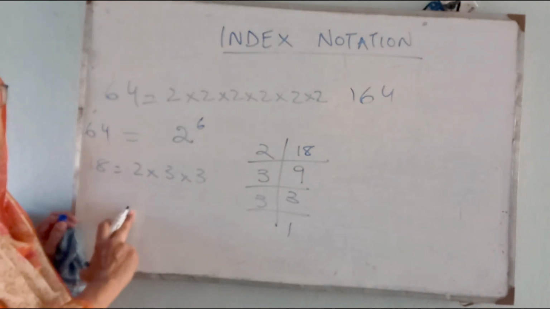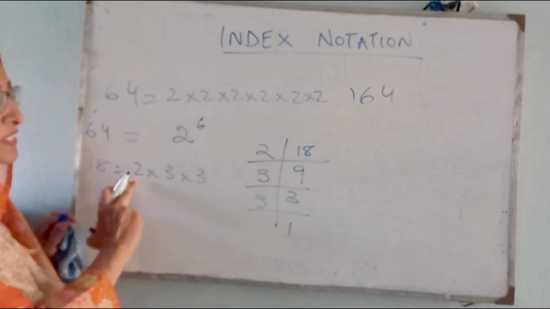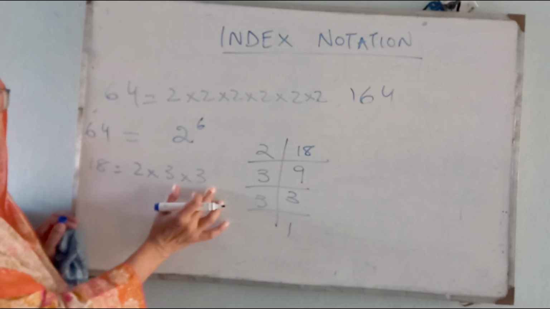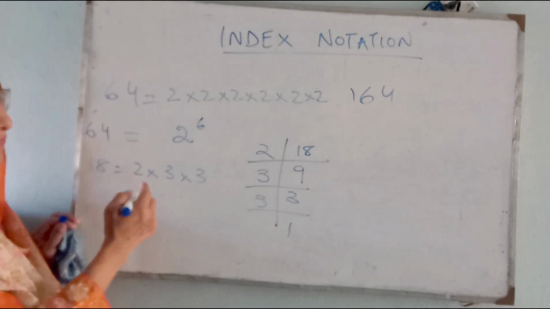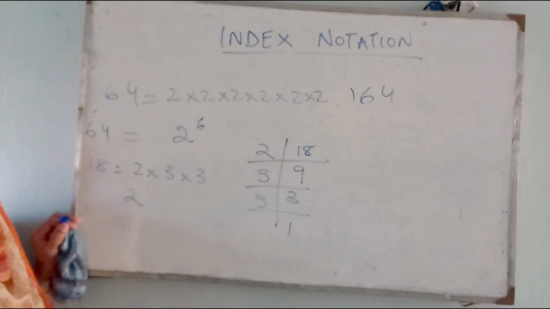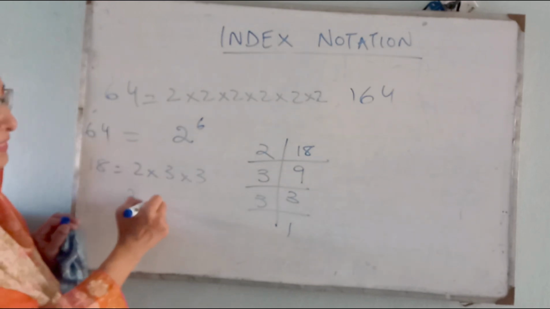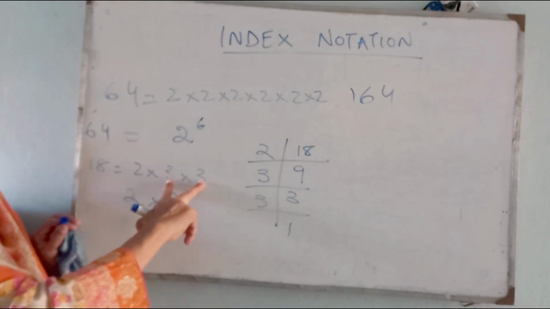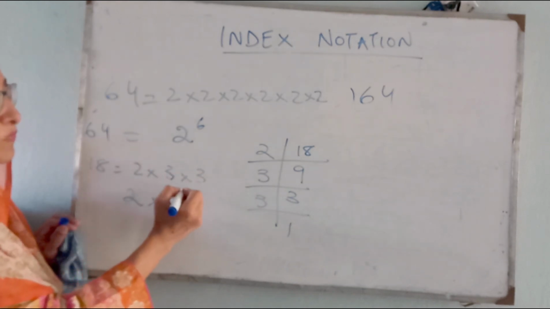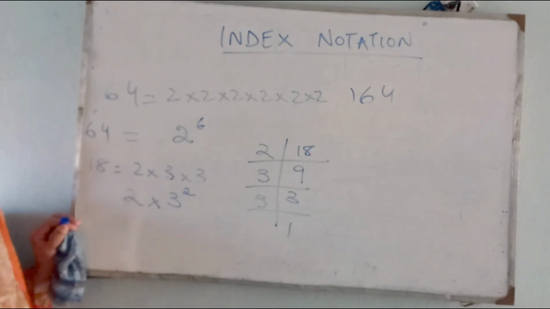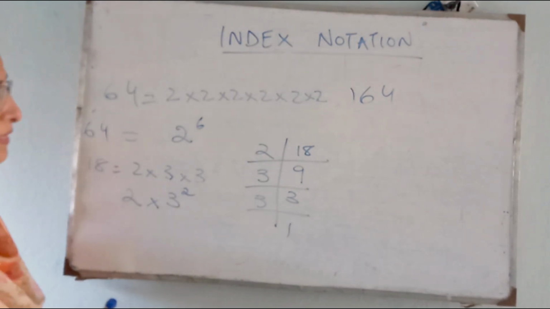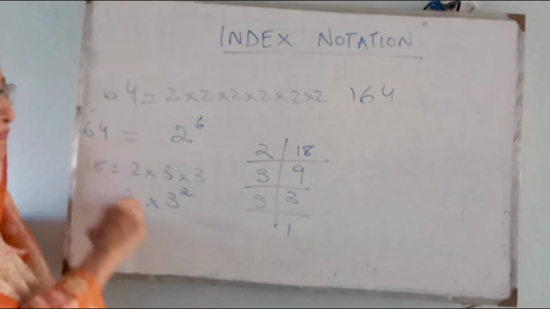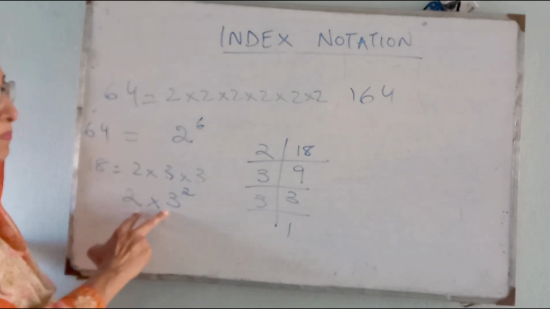When I want to write it in the form of index notation, I will see which bases are the same. So I am going to write that base once, and the one which is different will be written as it is. It will be 2, and this 3 is the same, so I am going to write it once. And how many times is this 3 coming? 2 times. So what will be my index? So what will be my power? My power will be this square. This is called the index notation. The representation of 18 in the form of index notation will be this.